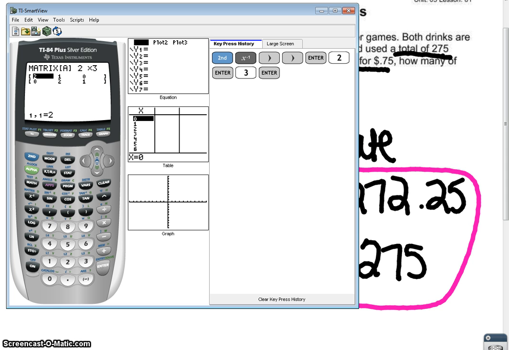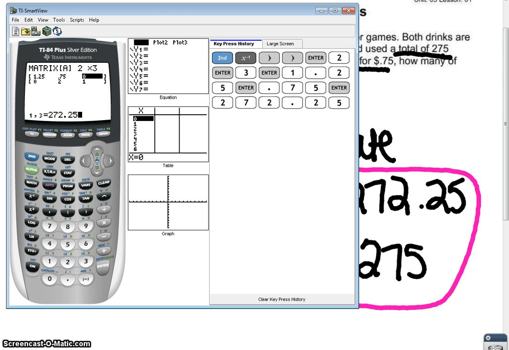Now again, we use our coefficients to come up with the numbers inside my matrix. So again, we already have both equations in standard form, so we can go ahead and just plug it into the matrix. So I should have 1.25. I should have 0.75. I should have 272.25. And then what about the next equation? If I don't have any numbers in front of my variables, what number is going to go there? That's right, we're going to have a 1. So I should have 1, 1, and 275.